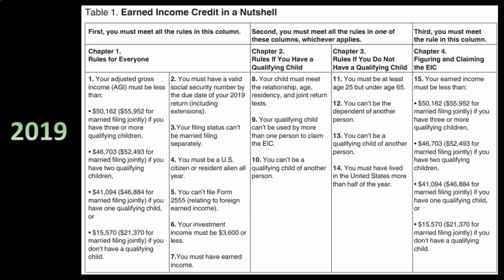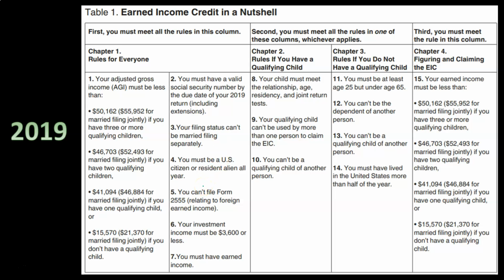Then 2, you must have a valid Social Security number by the due date of your 2019, same for 2020 return. Your filing status can't be married filing separately. So obviously the IRS is skeptical, if they're going to give benefits based on income level of people, then married filing separately, dividing their income level in half in order to try to take advantage of the earned income tax credit. So you can't get the credit typically if you file married filing separately.